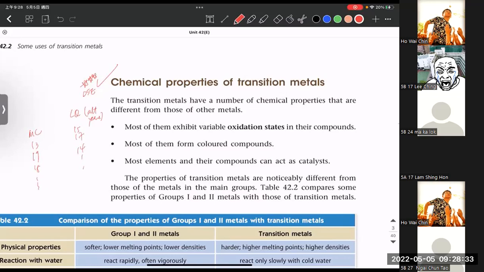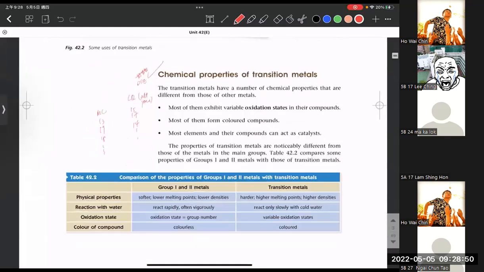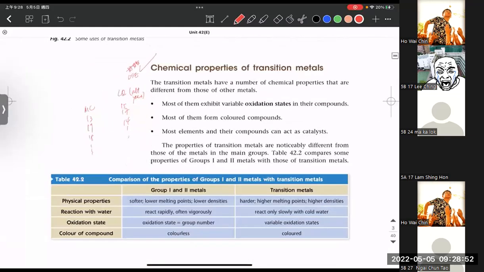But what you may find in the past few years is that it is tested every year. So there are a number of chemical properties that are quite different from the main group metals. So please memorize, please try to swallow. I have said this before.